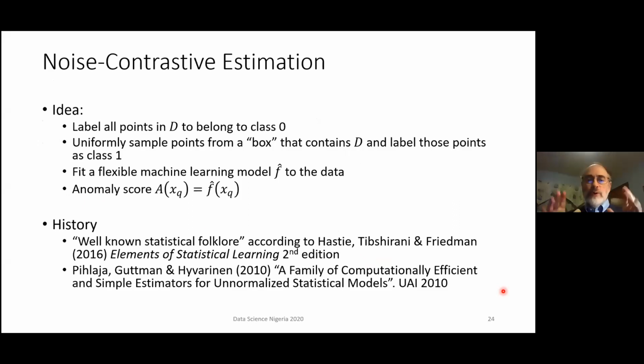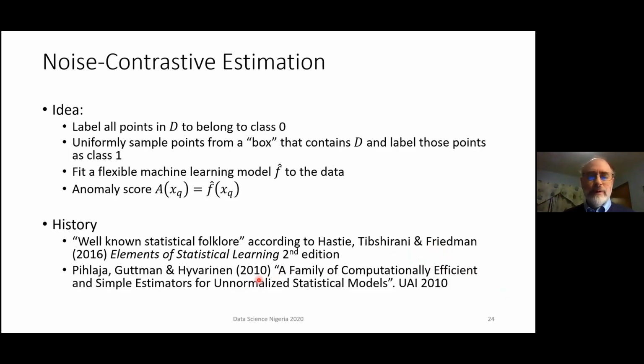So those are the standard density estimation things that you might see in a typical introductory course on density estimation. Now we get into the wild and crazy stuff. A very interesting idea is called noise-contrastive estimation. It's kind of hard to track down the history of this. In the Hastie, Tibshirani, and Friedman textbook, Elements of Statistical Learning, the second edition from 2016, they say it's well-known statistical folklore. So I guess this was discussed in the hallways and over coffee among statisticians.